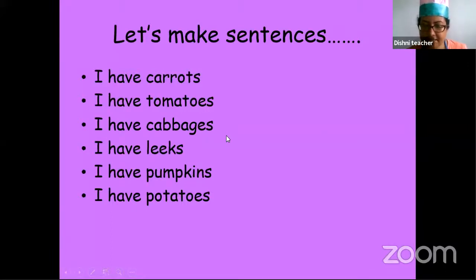Shall we write these sentences? I have carrots, I have tomatoes, I have cabbages, I have leeks, I have pumpkins, I have potatoes.